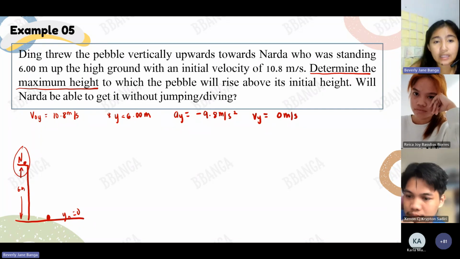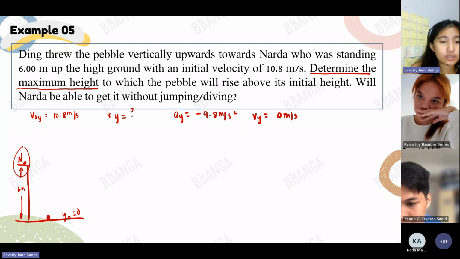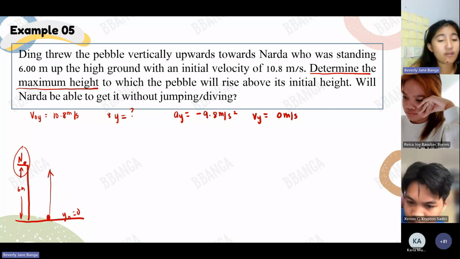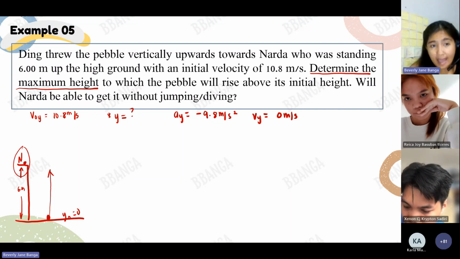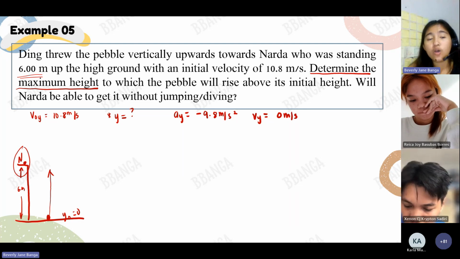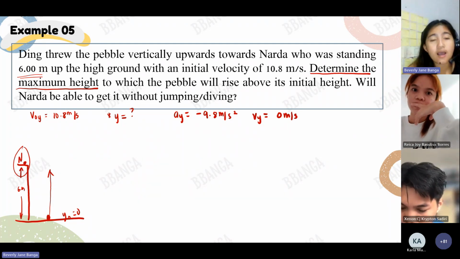So itong y natin, ito yung unknown parameter natin dito. So y is actually our unknown kasi we want to know gaano kataas daw itong ita-travel ng bato natin para ma-achieve niya yung kanyang maximum height. Okay? So unknown si y kasi again, hindi natin gagamitin si 6 meters because we are pertaining to the free fall of the pebble and not Narda's free fall. Okay, so wala tayong pakialam sa details ni Narda. Ang pinapakialaman lang natin ay yung details ng bato.